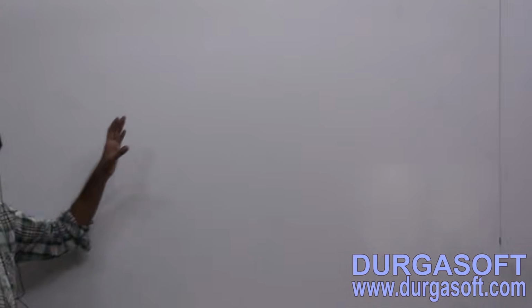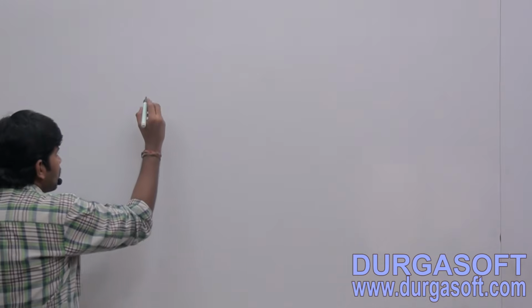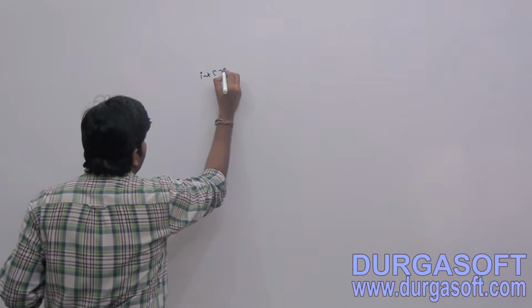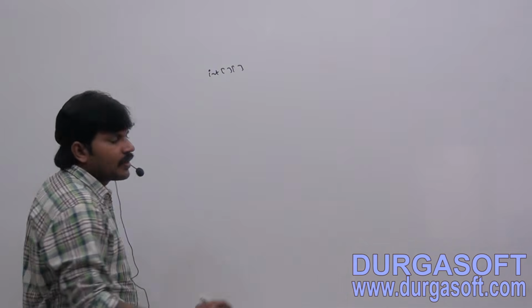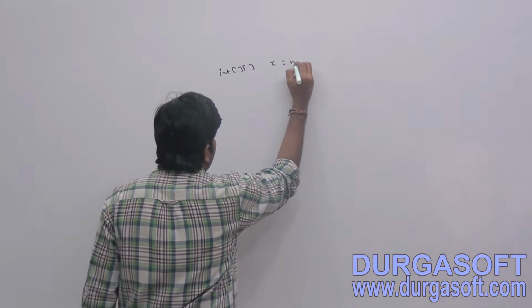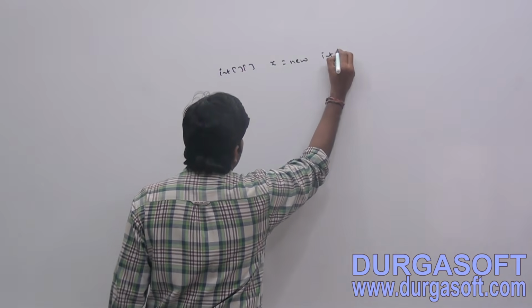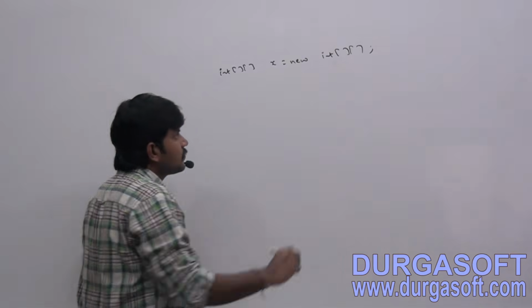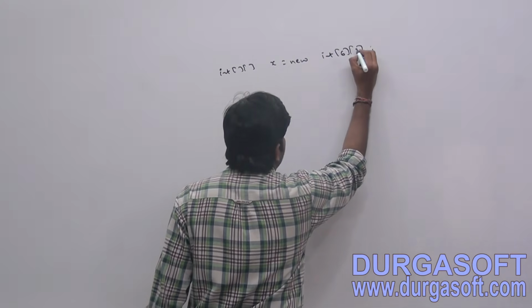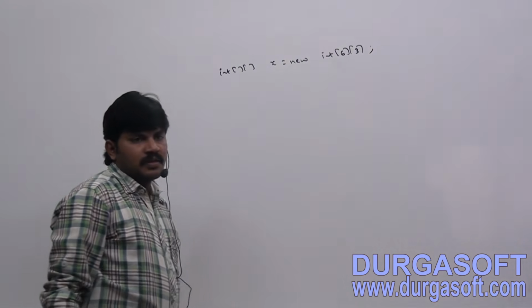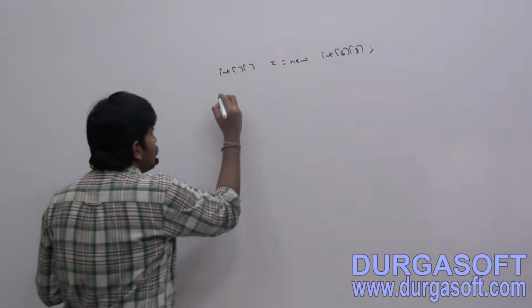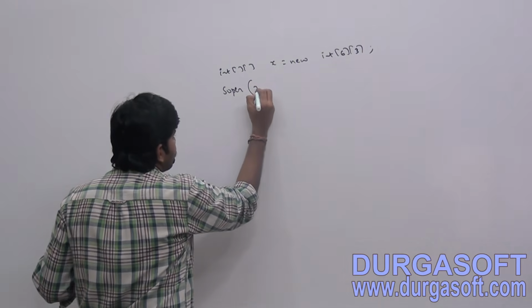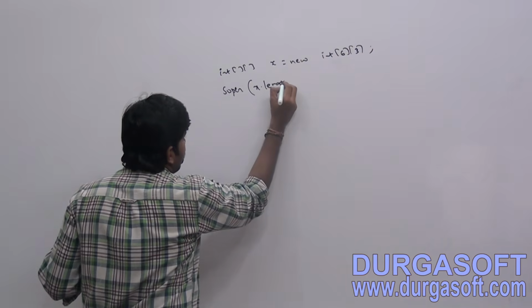Okay, so here there is one more small loophole that you people should be aware of. What is that loophole? Observe. I am taking a two-dimensional array. X is equal to new two-dimensional array, like this, with 6 and then 3. So SOP of X dot length.